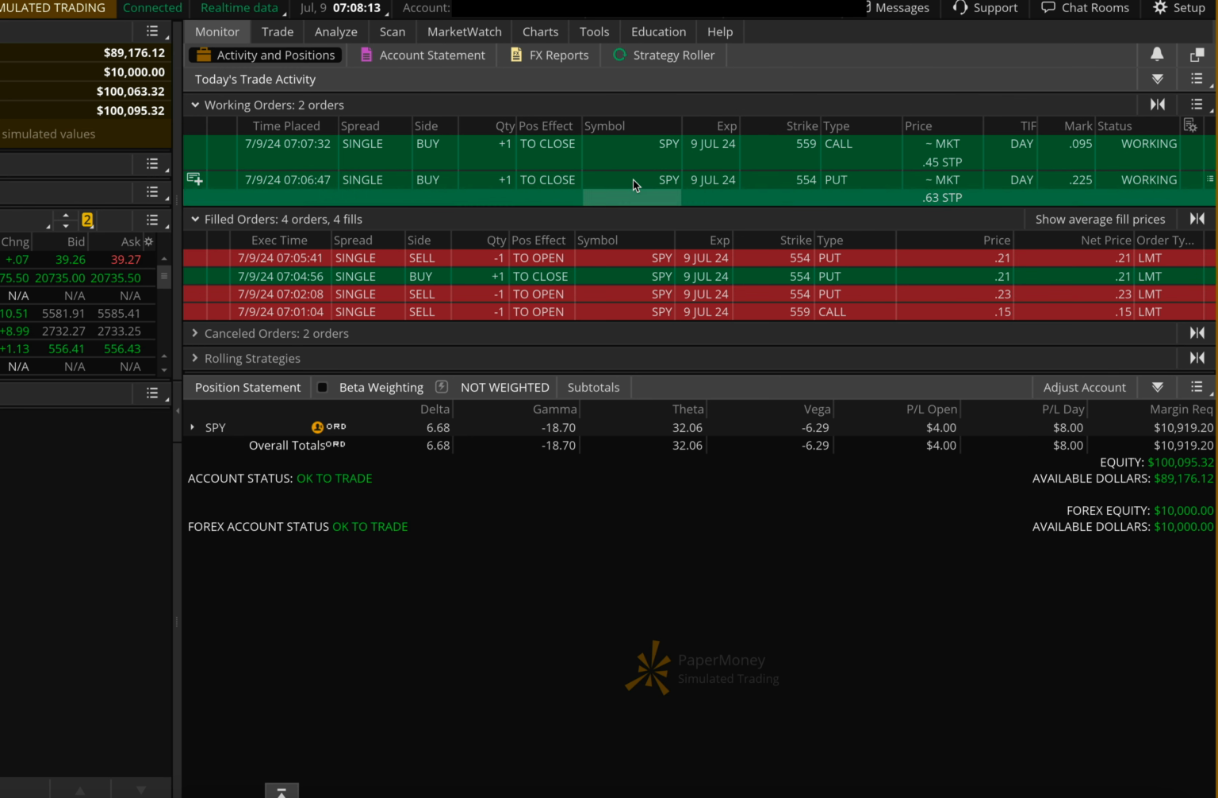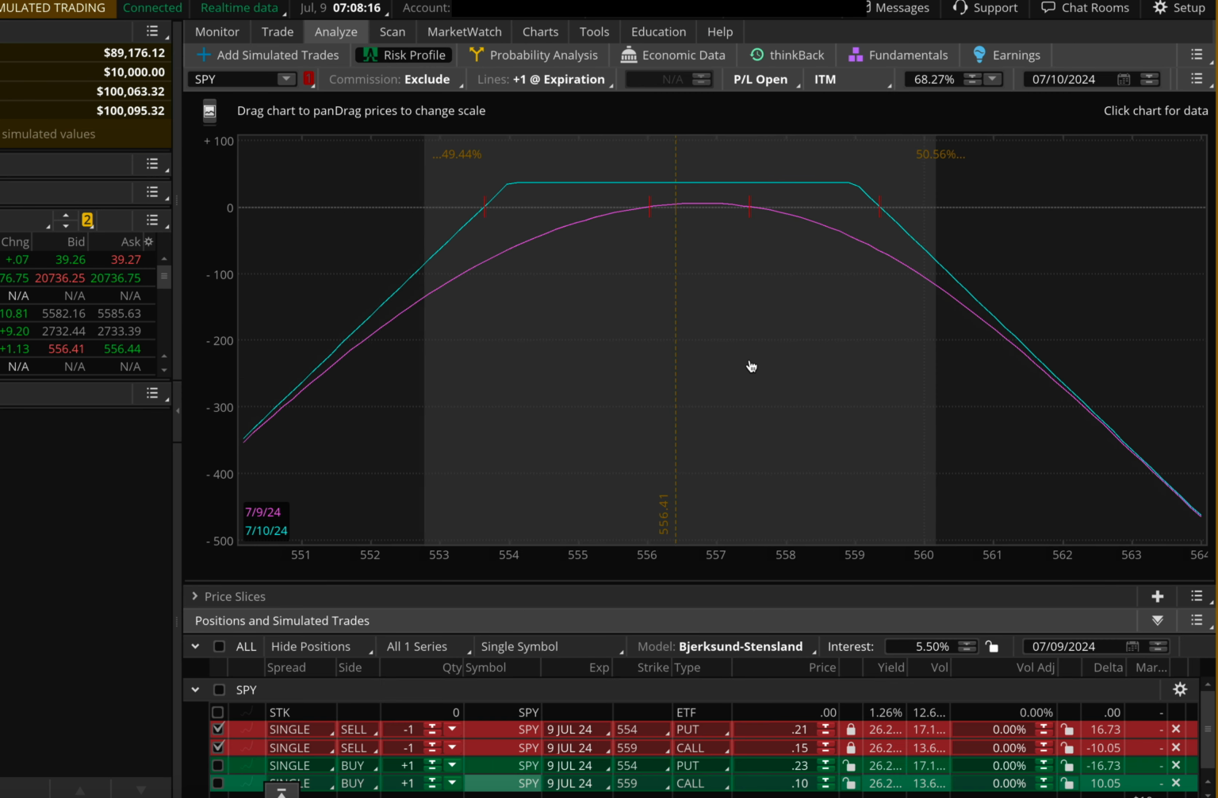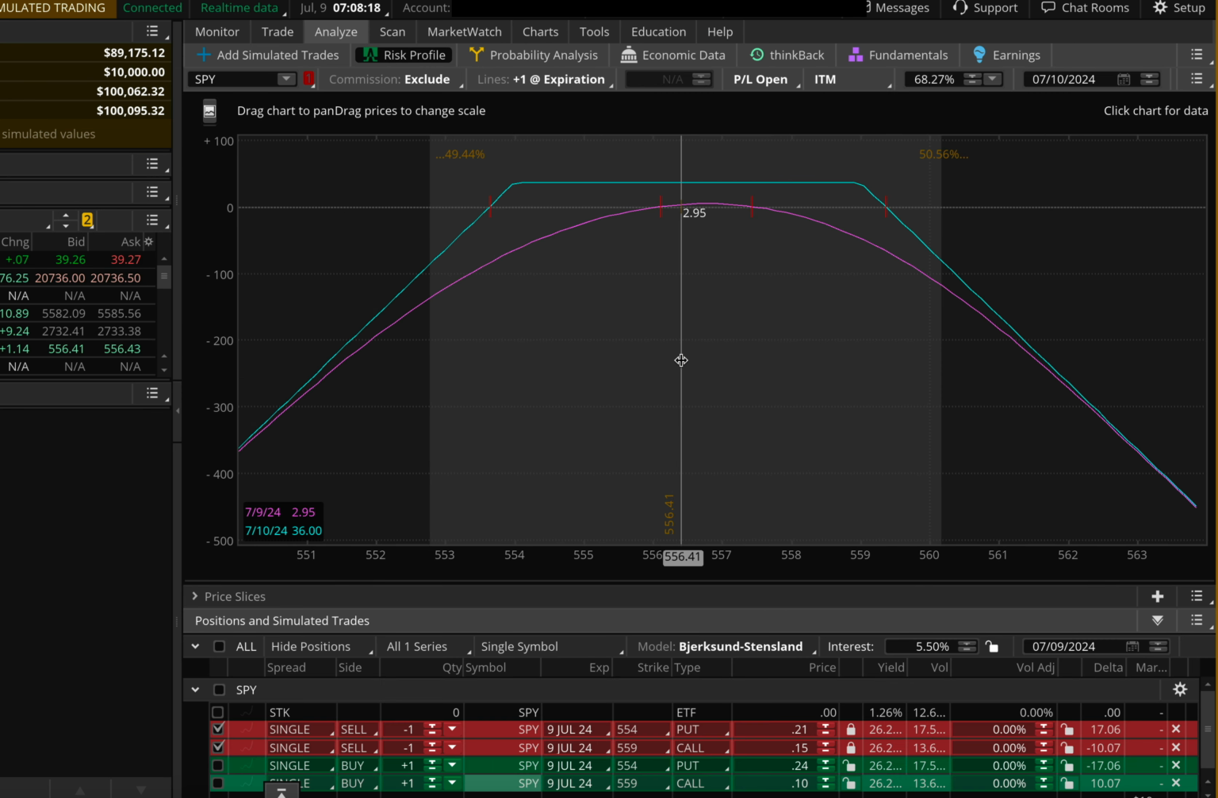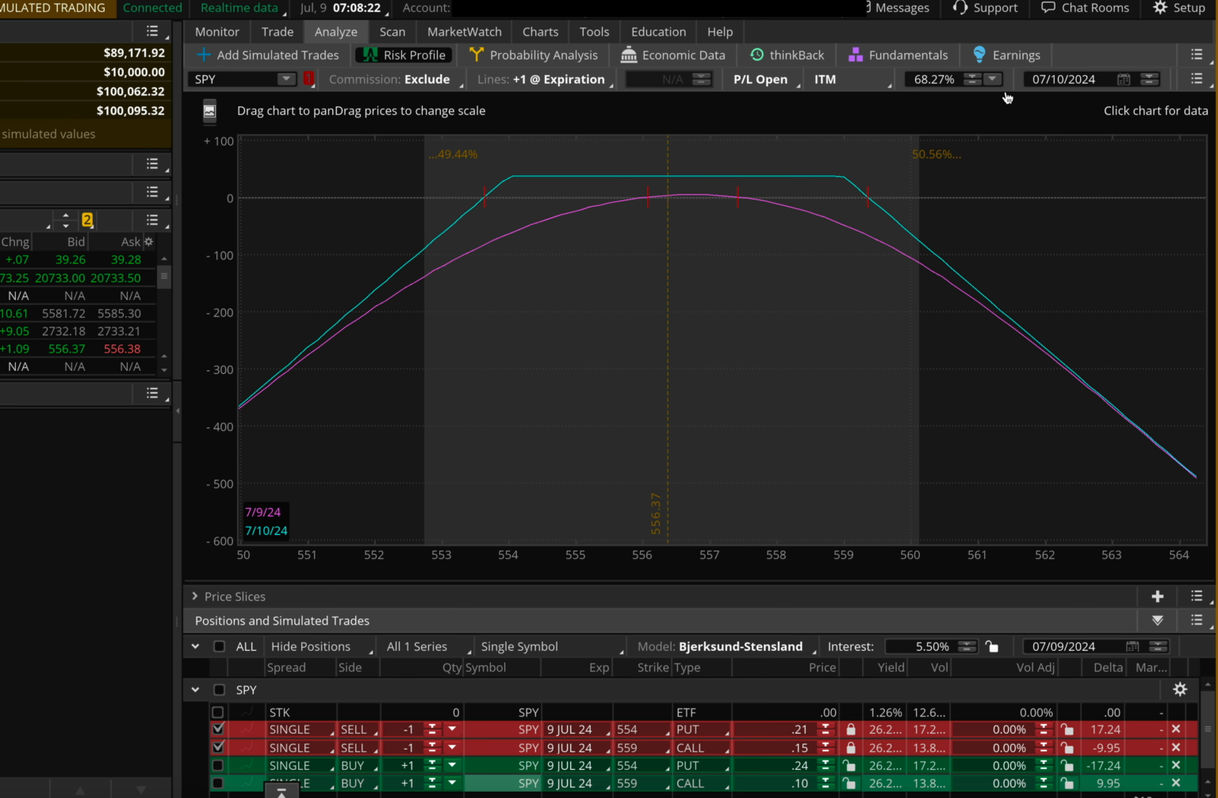All right, so we're off and running. Here's our position. We're up $3-4. We have our stop orders in, and I will be back shortly.